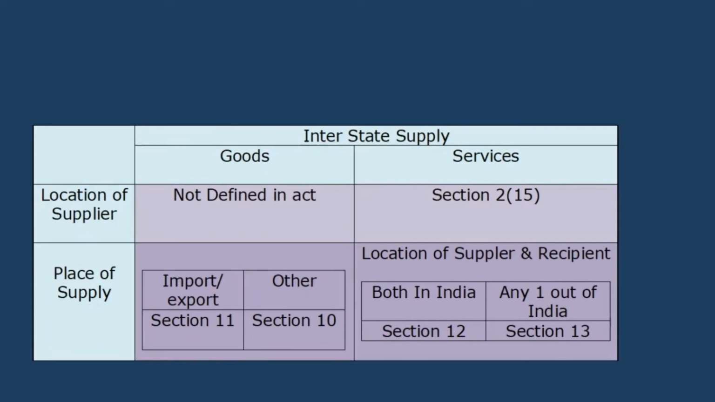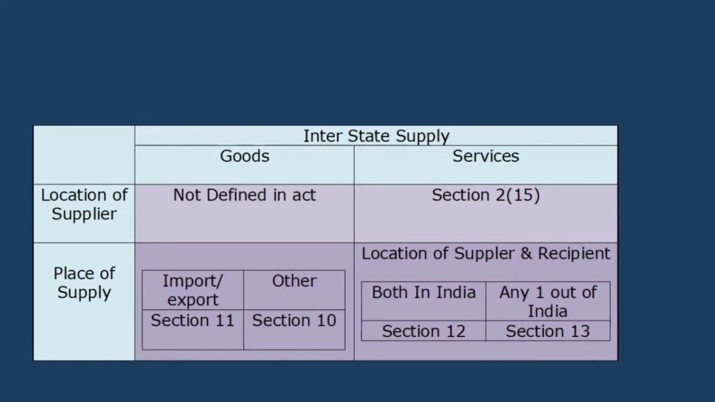Whereas, in case of services, location of supplier, we have already discussed. This is covered under Section 2(15). And place of supply again is divided into 2 parts. If location of supplier and recipient, both are in India, it means it is a local transaction, a local Indian transaction we can say. Then it is governed by Section 12. And if anyone is out of India, it means either the supplier is outside India, so it is import, or the recipient is outside India. Then that will be covered under Section 13.